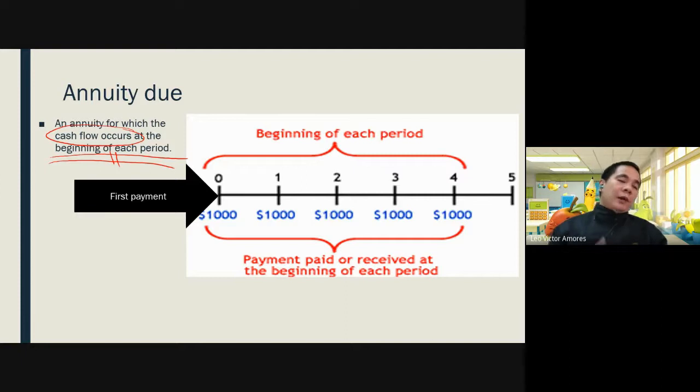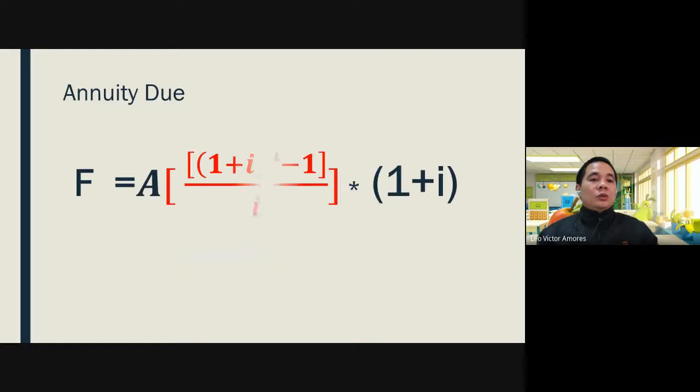In some problems it is stated as the start of year 1. In that case, the start of year 1 is considered as the end of year 0, so your cash flow is still at year 0. Since it is 5 payments, you end at the end of year 4. Okay? You might get confused. So by formula, F is equal to A, 1 plus I to the exponent n minus 1 over I times 1 plus I. Now, question?